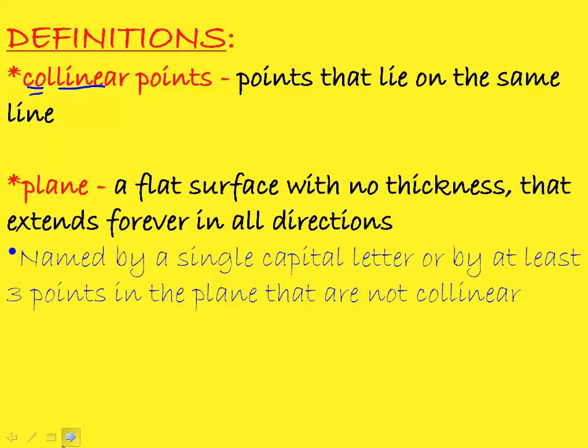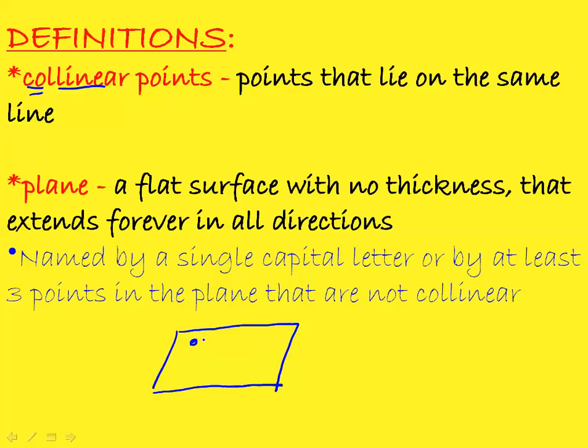When we name a plane, we can name it by a single capital letter or by at least 3 points in the plane that are not collinear, or in other words, 3 points that are not all on the same line. For example, in a two-dimensional drawing, a plane is simply going to be represented by something like a parallelogram or something like that, because you can't actually draw forever.